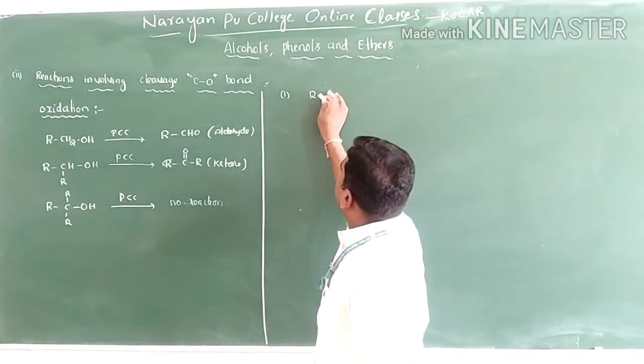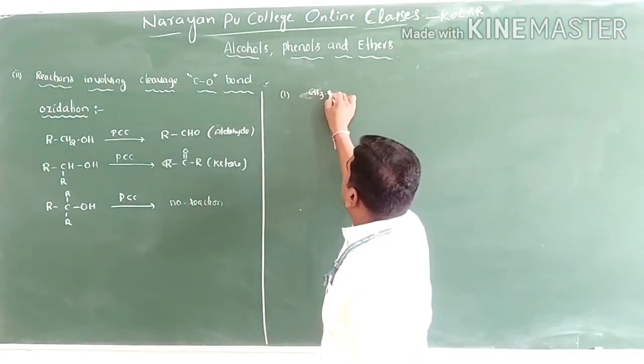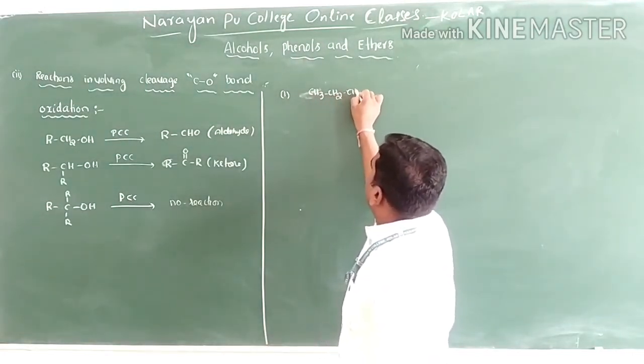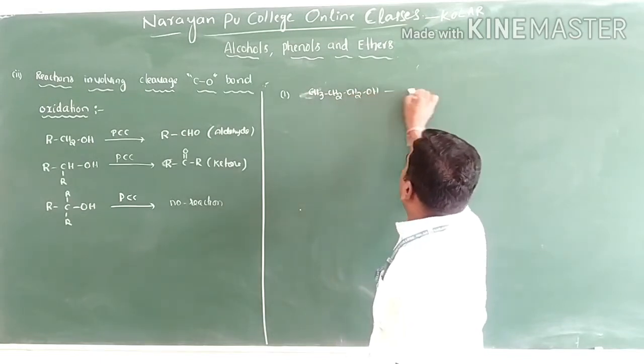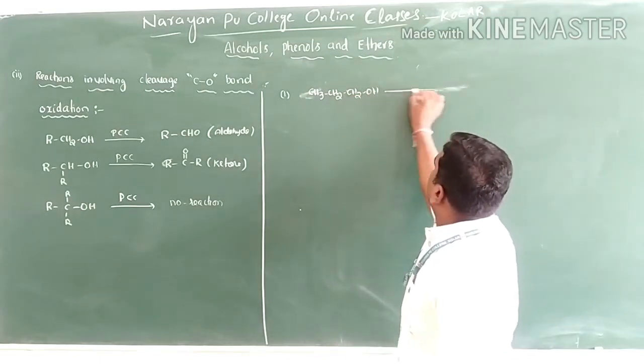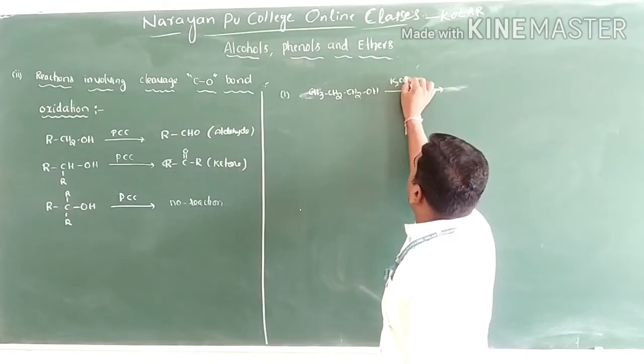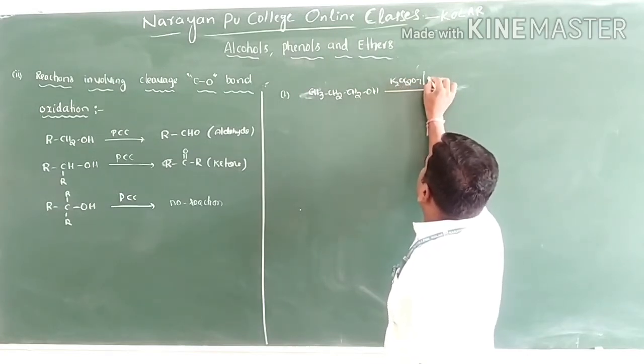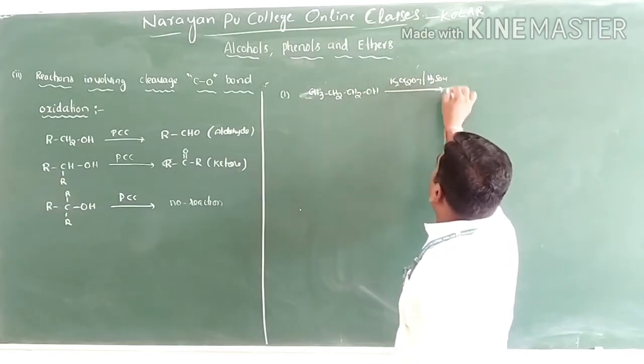The original alcohol and the acid will have the same carbon atoms. Suppose I take CH3CH2OH. If I use potassium dichromate, K2Cr2O7, and dilute H2SO4, then what compound will you get?